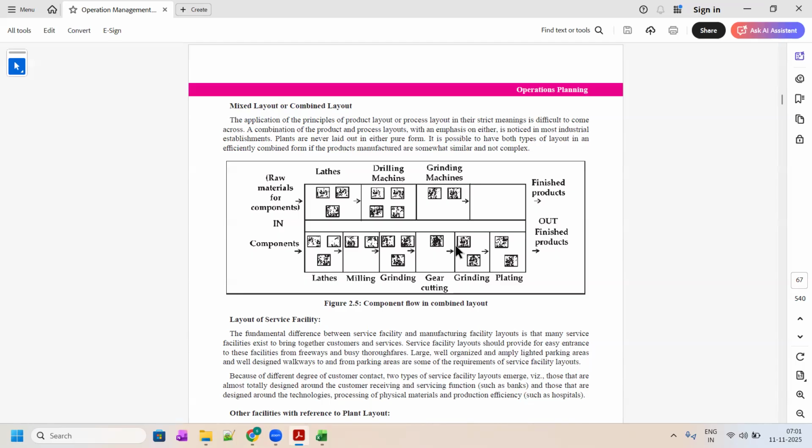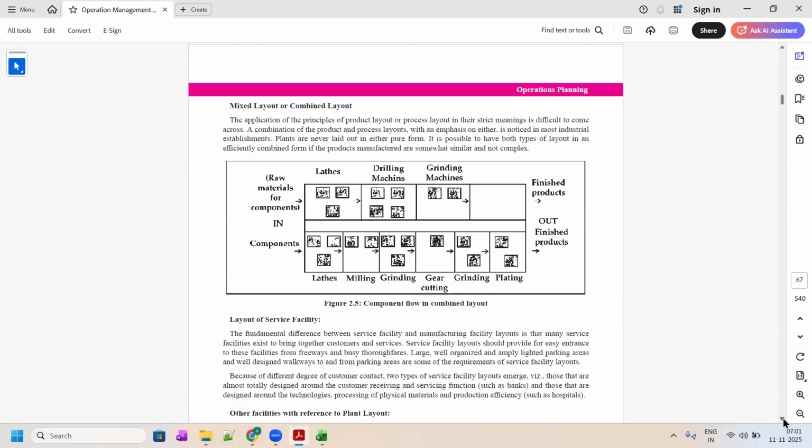Example: a factory may have a product layout for assembly and a process layout for machinery. So a factory can have different kinds of layout. Maybe they're using product layout for assembly while they are using process layout for machinery. Advantage: it uses the best features of different layouts. It is flexible and efficient. Disadvantage: it can be more complex to design and difficult to manage. So I hope you understood this.